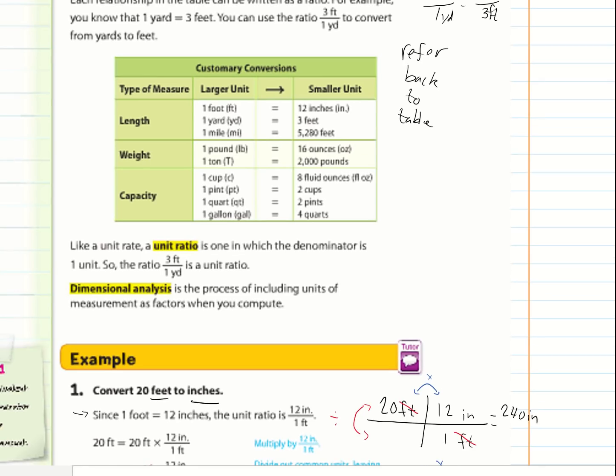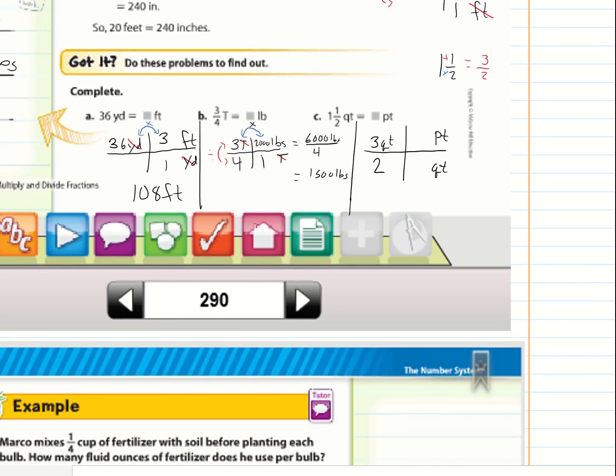So I'm going to go back to my table. It says 1 pint equals 2 cups. That is not what I need. Right here it says 1 quart equals 2 pints. So I'm going to create my ratio: 2 pints equals 1 quart. Now my quarts, I have 2 quarts. Those cancel each other out, as well as my 2s. Since I have a 2 on top and a 2 on bottom, those change to 1s. So I have 3 times 1 equals 3 pints, and then 1 times 1 equals 1. So my final answer is 3 pints.